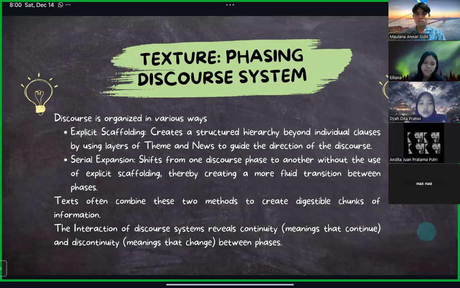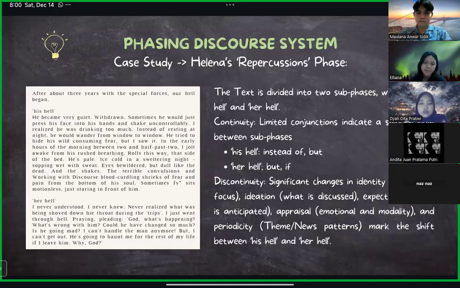Next is the case study, which is about Helena's repercussion phase. So the left one is the two phases, which are his hell and her hell. In this text, there is continuity. There are limited conjunctions that indicate a smooth flow between subphases. In his hell, the conjunctions used are instead of, and, and but, and in her hell, the conjunctions used are but and if. And there is also discontinuity, which is significant changes in identity, or who is the focus; ideation, about what is discussed; expectancy, about what is anticipated; appraisal, about emotion and modality; and periodicity, which is the theme or news patterns that mark the shift between his hell and her hell.